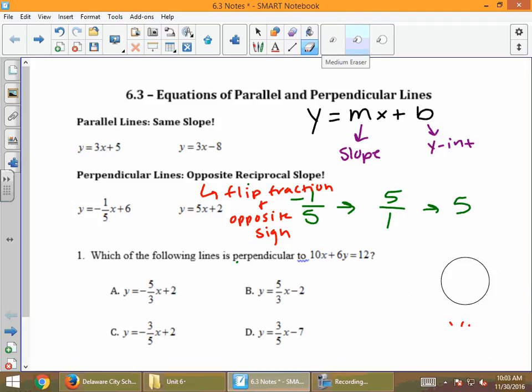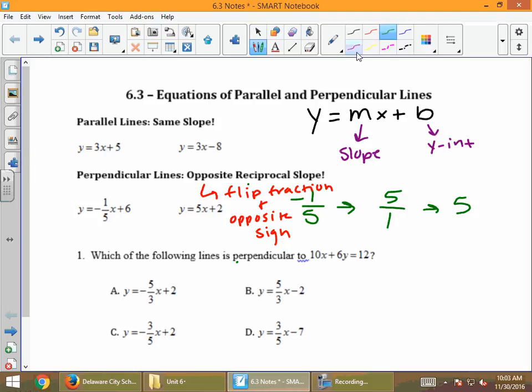There's the opposite of that up there. You could have positive 1/5 and -5. They just have opposite signs of each other and then flipped fractions. It doesn't matter if the first equation is negative or the second.